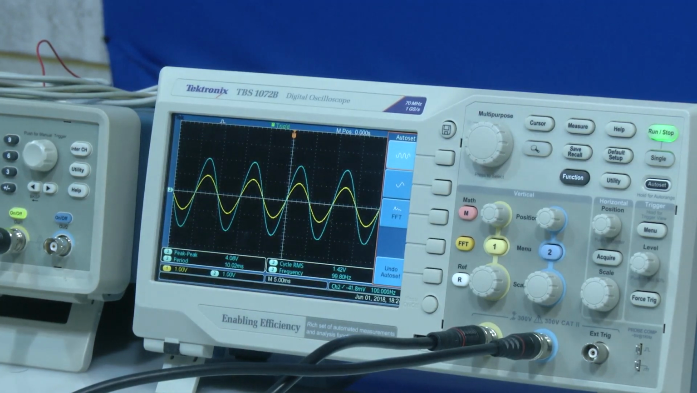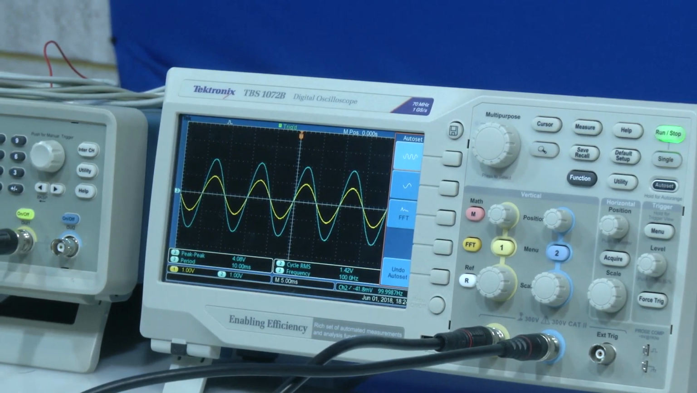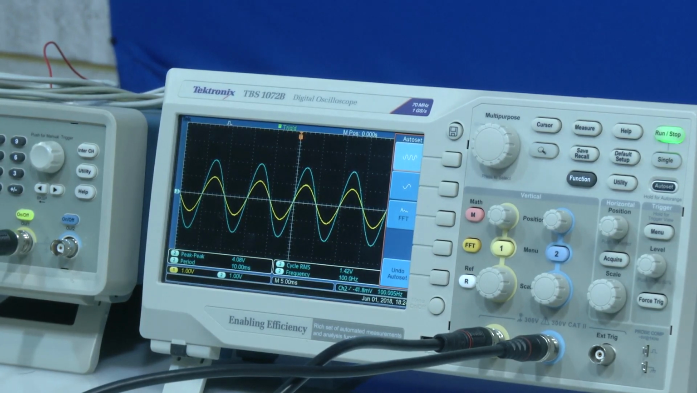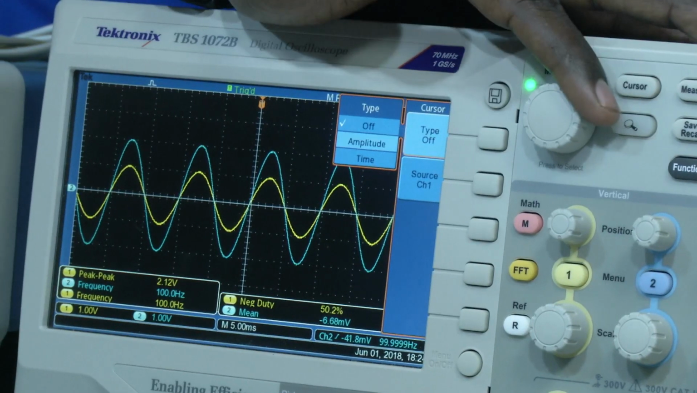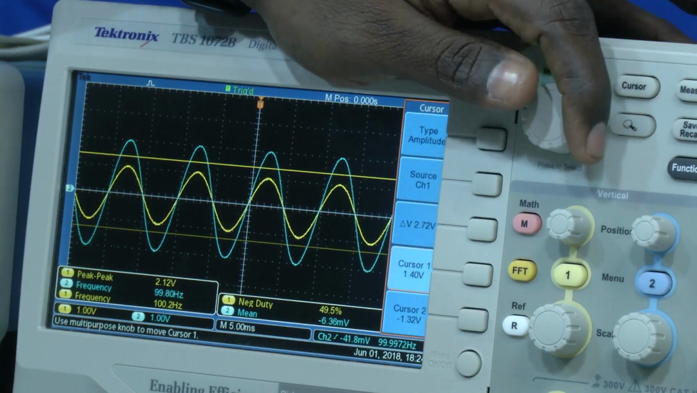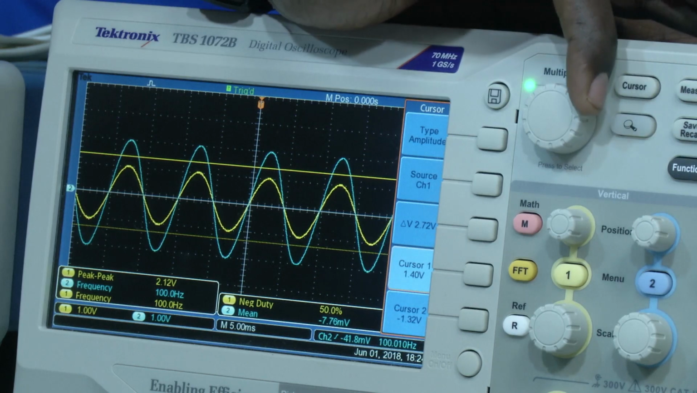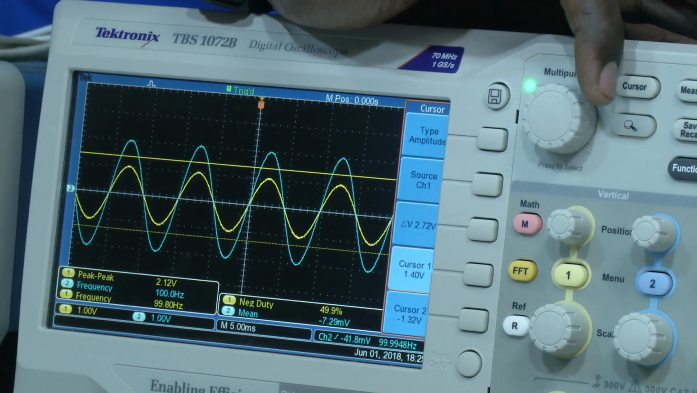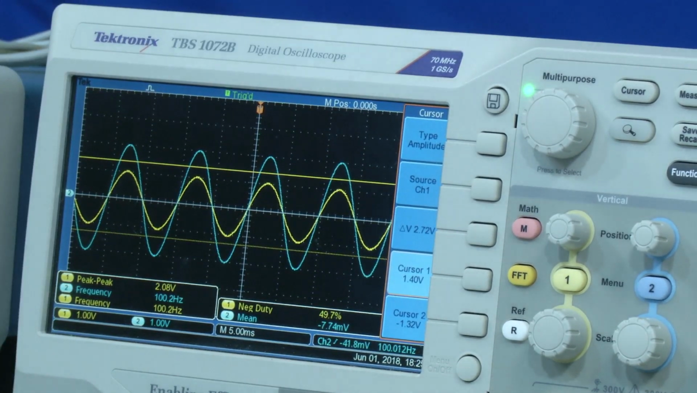So, 0.707 into 2 gives 1.414, because we have to create a 3 dB line for our output voltage. The output magnitude is 2; for 1 volt it is 0.707, and for 2 volts it is 1.414. So I will go with a cursor, type amplitude, and put the cursor at 1.414. Right now it is at 1.4. I will try to change it to 1.41, but unfortunately it is not possible. So I will fix it at 1.4.